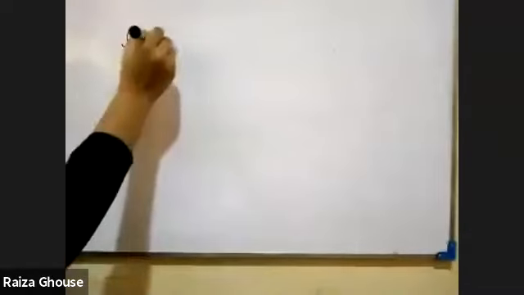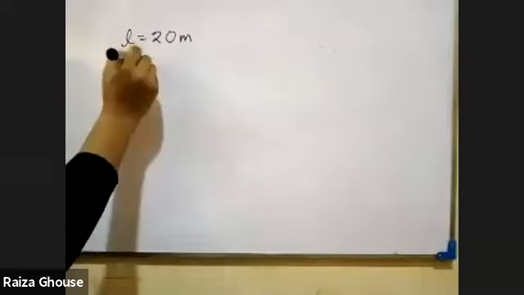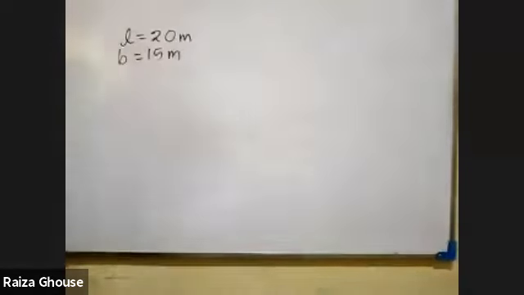Listen, length is equal to 20 meter, breadth is equal to 15 meter. Now listen carefully. They have given you their actual length and actual breadth. So if you want to draw a scale diagram, what is the most suitable scale that we can use here? Both these numbers are multiples of 5 times table.